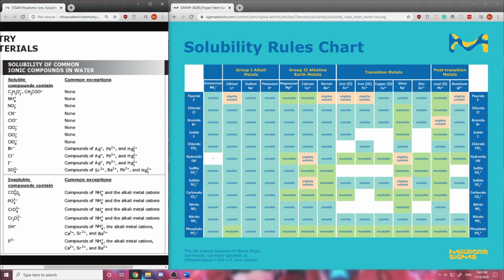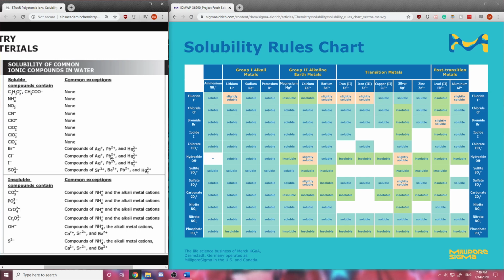So carbonate, CO3, phosphate, PO4, chromate, dichromate. Any compound with these anions in it will always be insoluble, with the exception of if these anions are bound to an NH4, which is the ammonium ion, or an alkali metal cation. Remember, an alkali metal is a group 1 metal. That is the lithiums, the sodiums, the potassiums. Yes, it goes further, but the table doesn't have any.